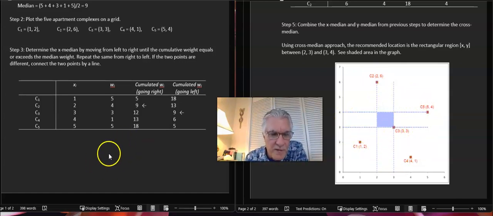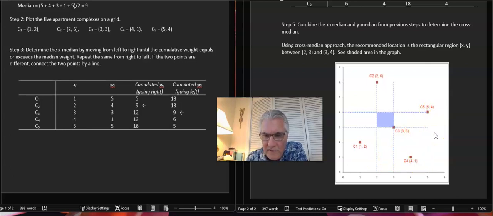So what this means is by going from right to left, you basically, going right from 0, 0, you basically come across until you get to each apartment complex, and you get to C1 first, then C2, then C3, then C4, and then C5.